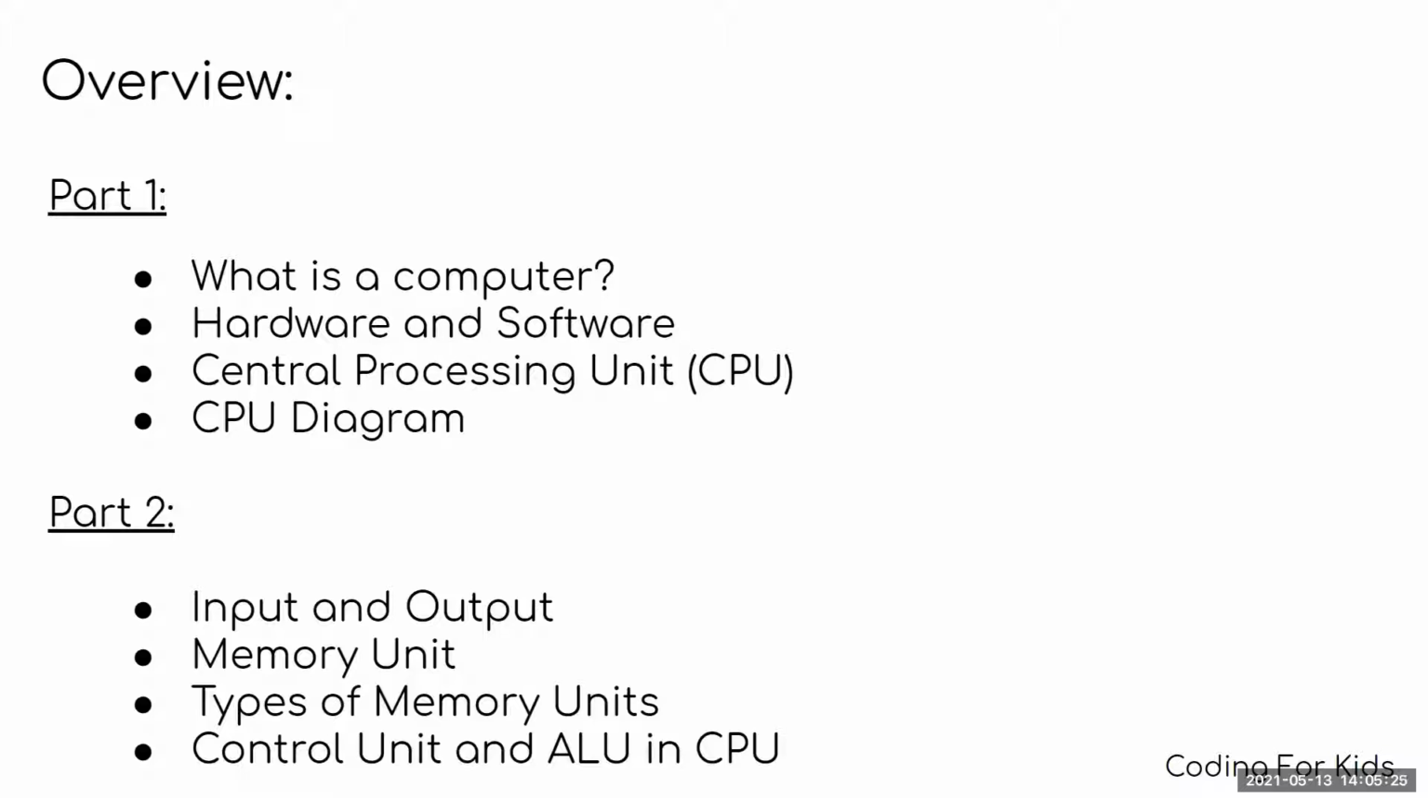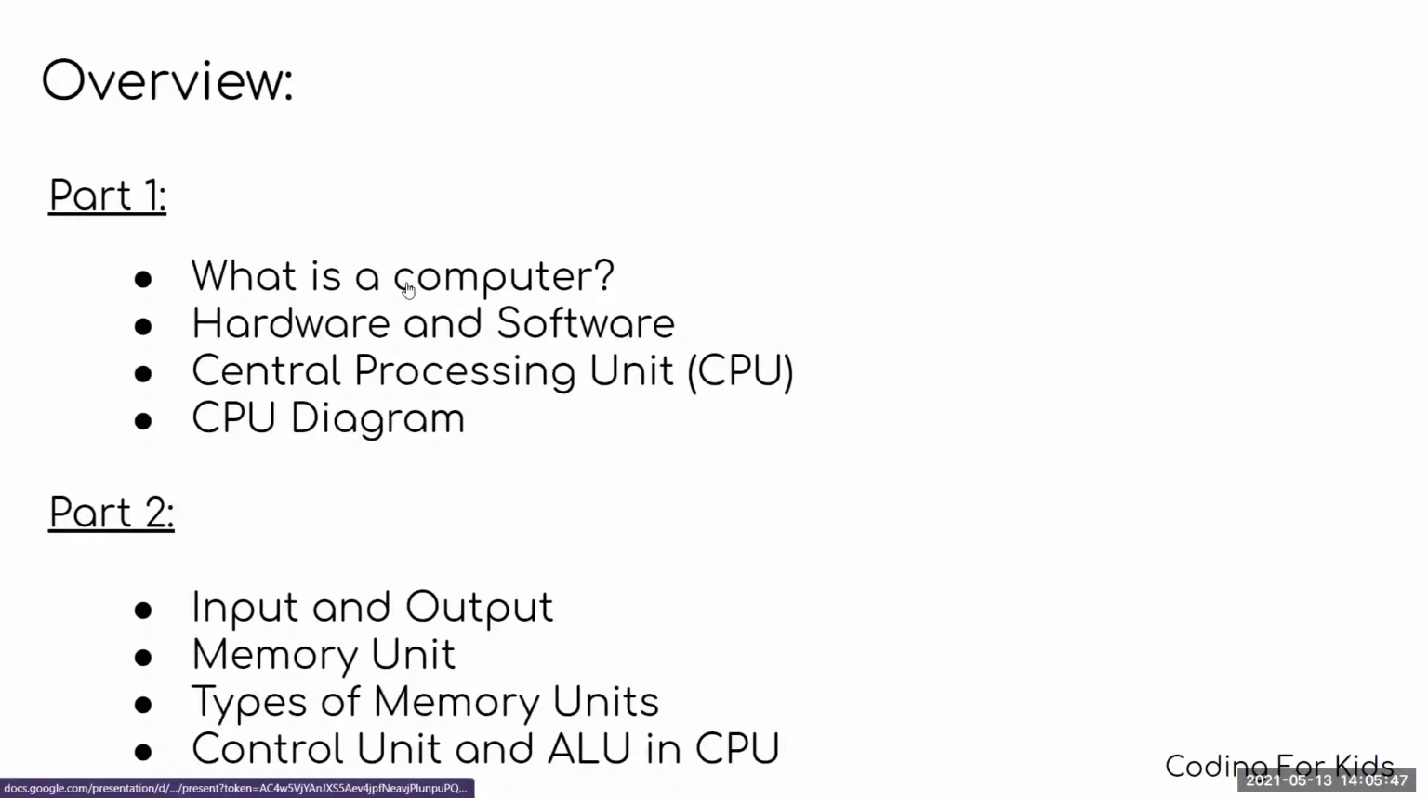And in part two, we're going to be looking at input and output, the memory unit, types of memory units, and then the control unit and ALU in the CPU. So this is what we're going to be doing in part one and part two. I will go over this in part two, but let's just mostly focus on part one.